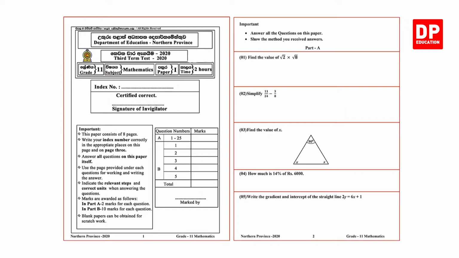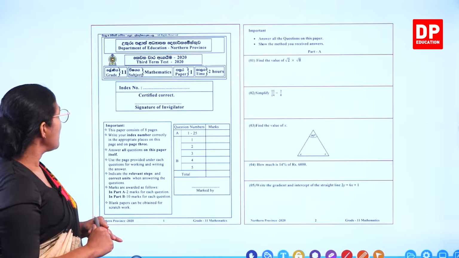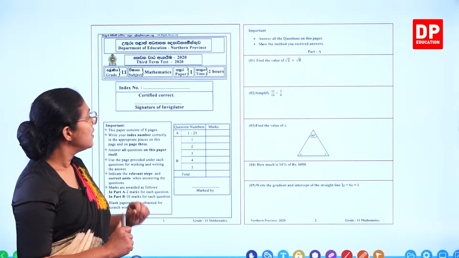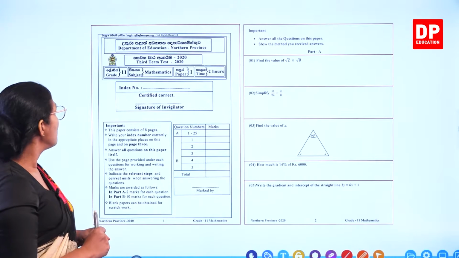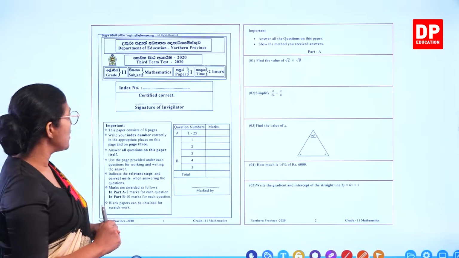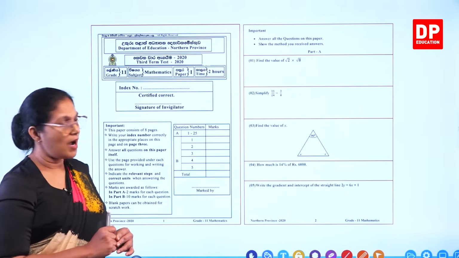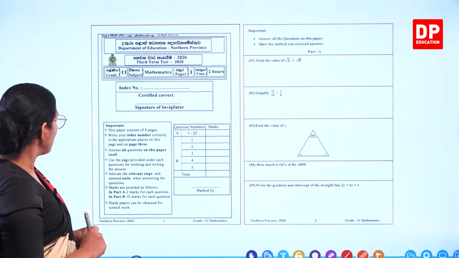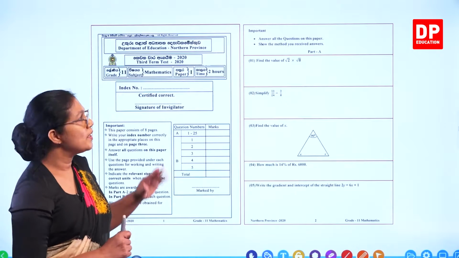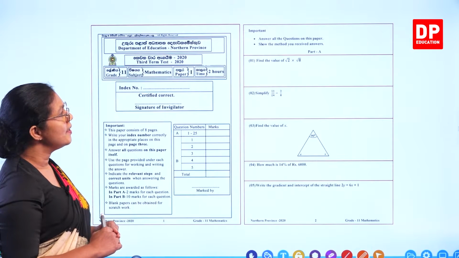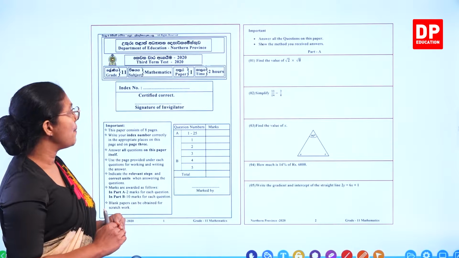So this is paper 1. You get 2 hours. You already know there are 2 sections, part A and part B. Part A you get 25 short questions and part B you get 5 long questions. Each question in part A is worth 2 marks and each question in part B is worth 10 marks. And you have to answer all the questions within the given space, so you can't ask for rough papers.